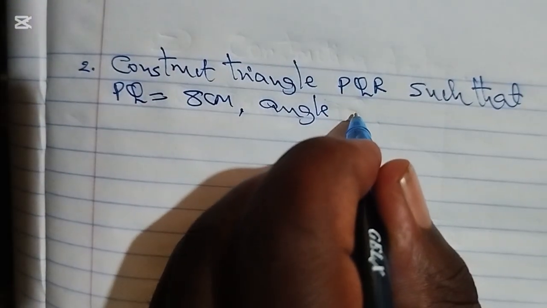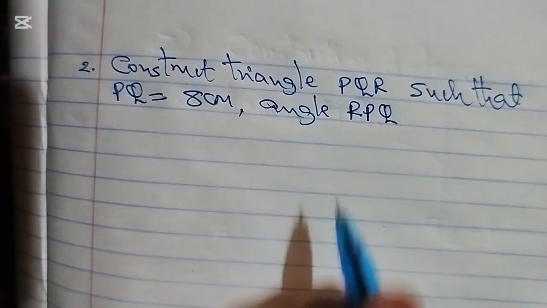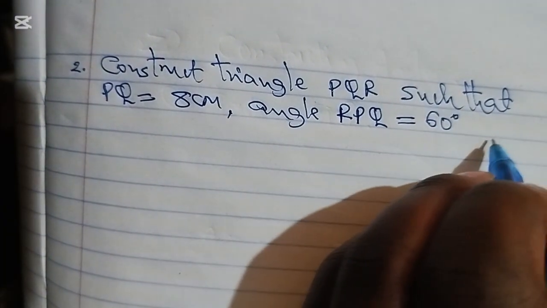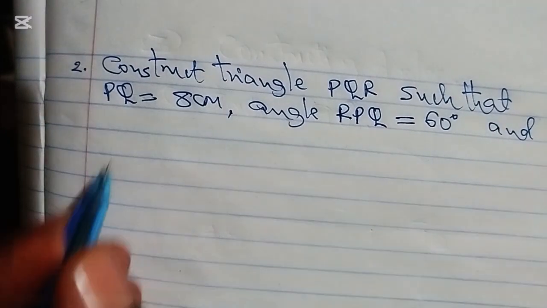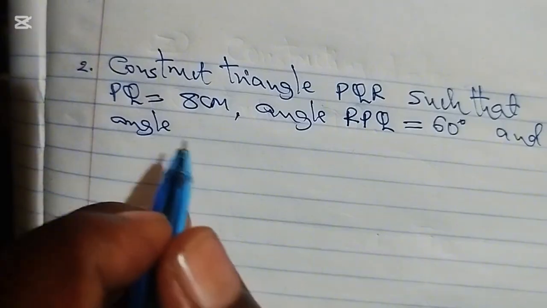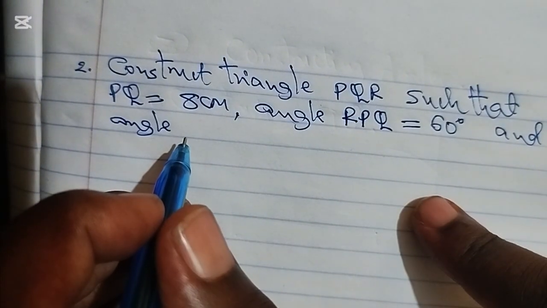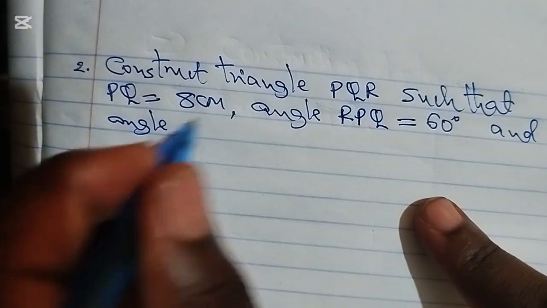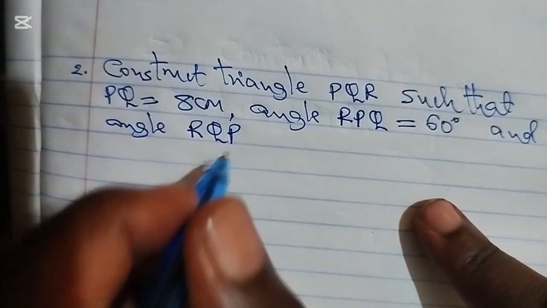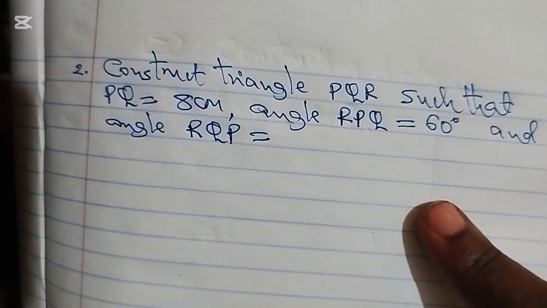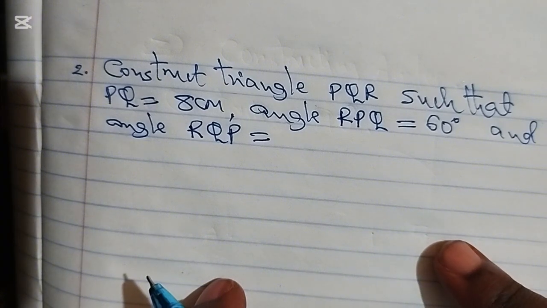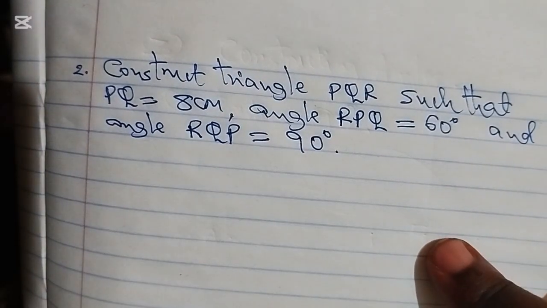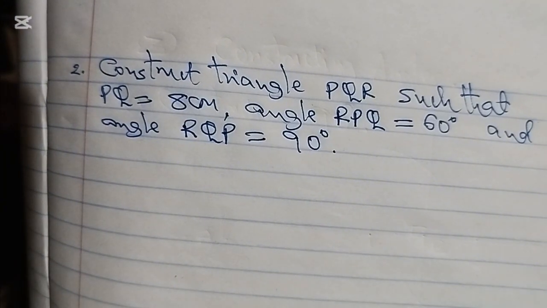angle RPQ is equal to 60 degrees, and angle RQP is equal to 90 degrees. So I want to construct that triangle.